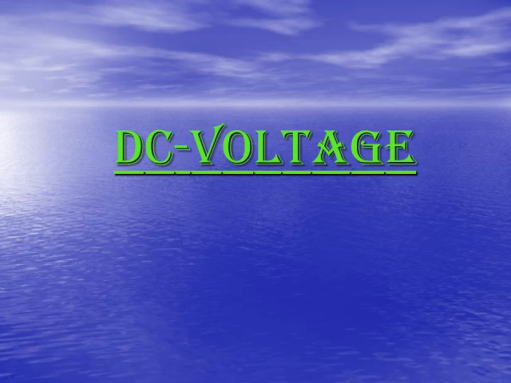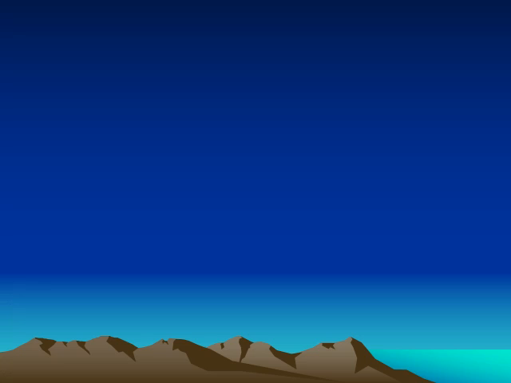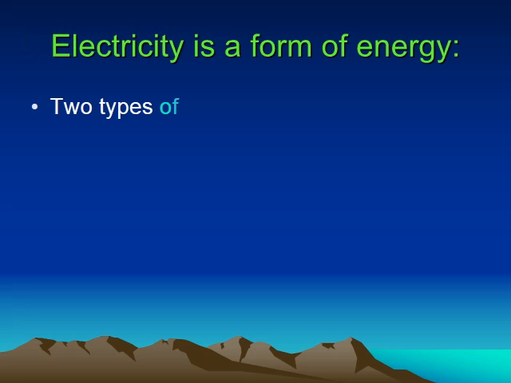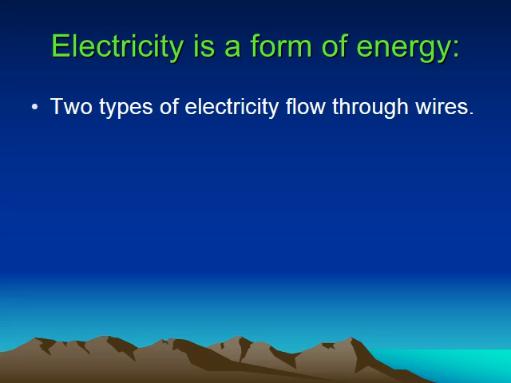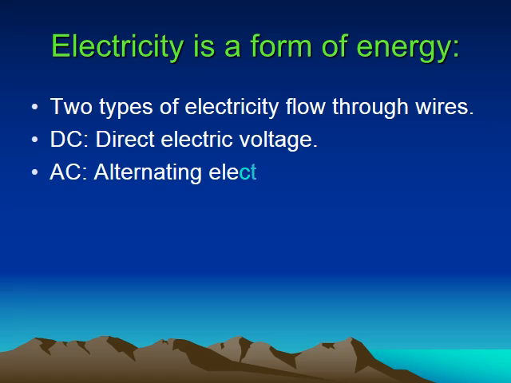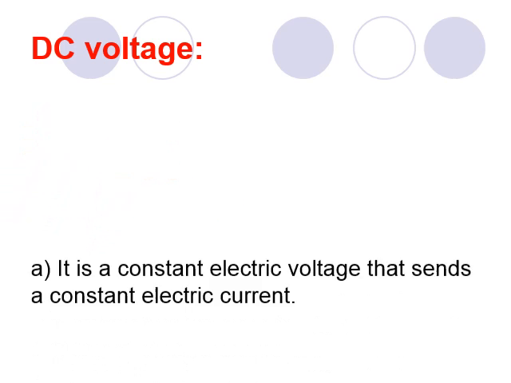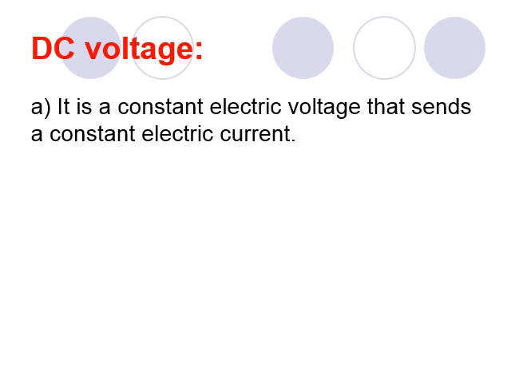Now, DC voltage. Electricity is a form of energy. Two types of electricity. The first is DC and the second is AC. DC, direct electric voltage. AC, alternating electric voltage. DC voltage is a constant electric voltage that sends a constant electric current.